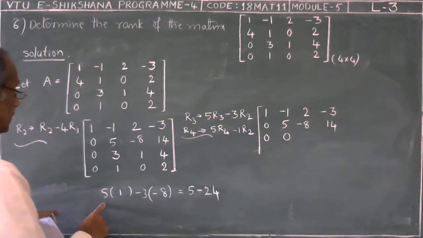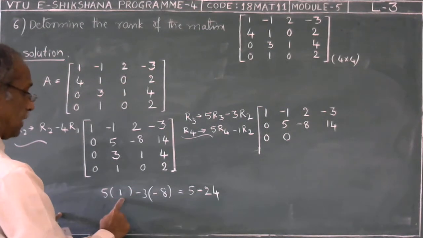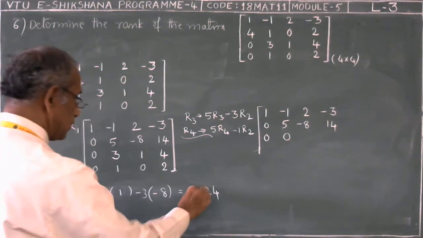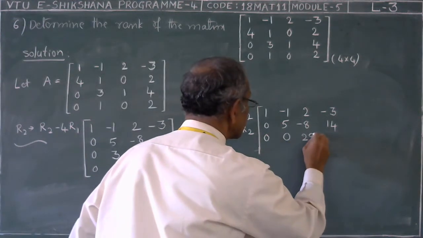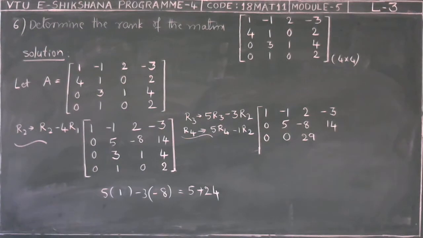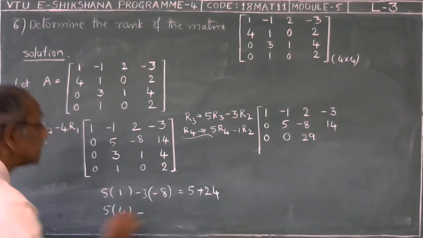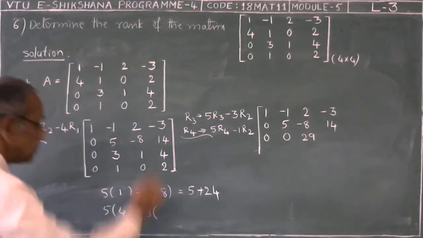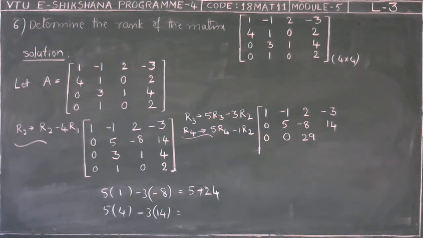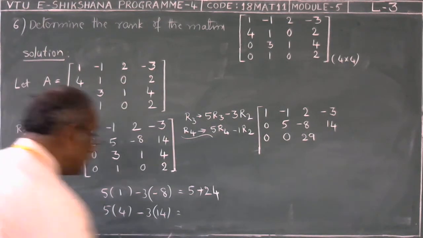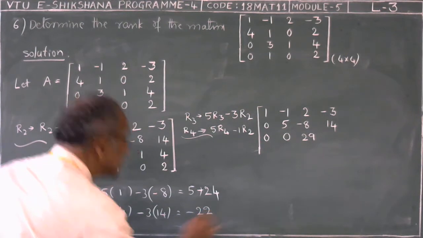Now R3 changes: 5 times R3, 5 times 1, 5, plus 24, 29. So this is 29. Then 5 times 4 minus 3 times 40. So this is minus 22.